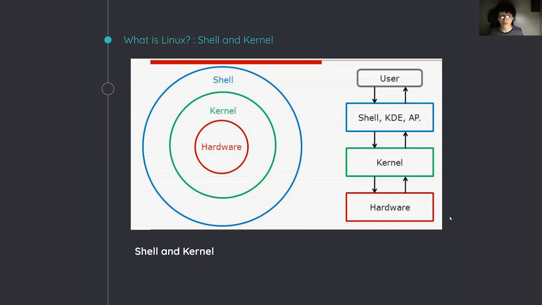So in this diagram, I'm showing you the connections between shell and kernel and the hardware and the user. The shell is a program that interprets the commands that you typed in as a user. It sends that information to the kernel, which is the part of the operating system that talks to the hardware. So let's say drivers, special programs to talk to the hardware. This is basically the kernel. And there are many types of shells, but shells are usually the program that accepts the commands, okay?